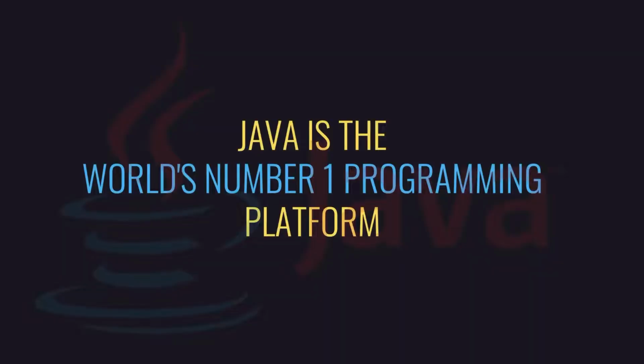So the first thing to know about Java is that Java is the world's number one programming platform right now, today in 2021.